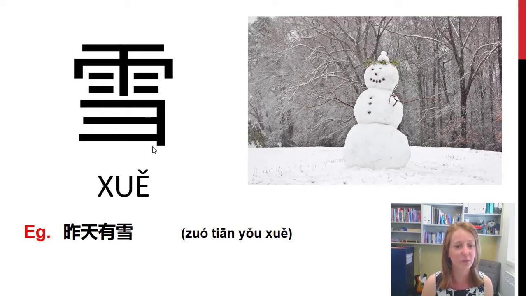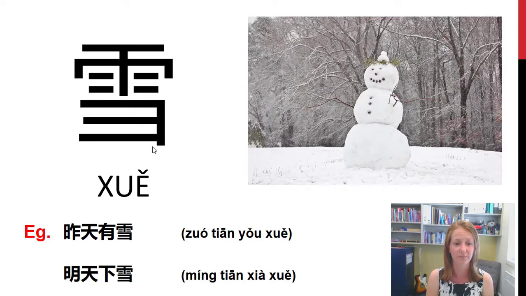For example, 昨天有雪. Yesterday, there was snow. 明天下雪. So it will snow tomorrow.